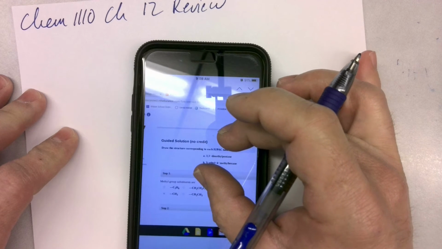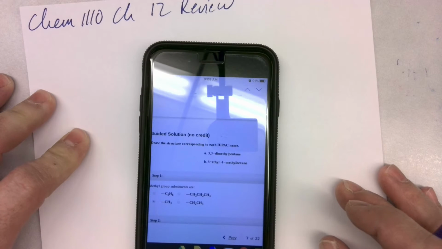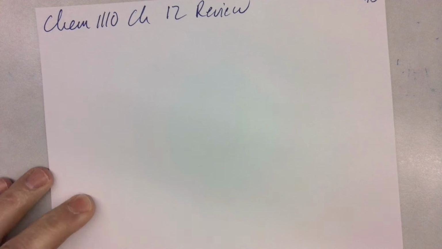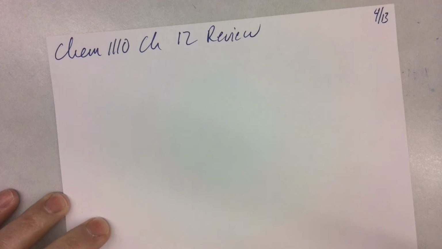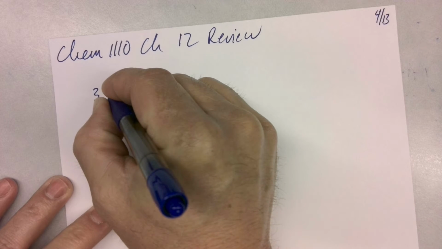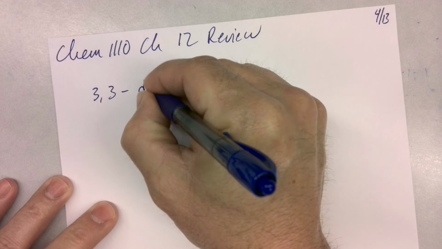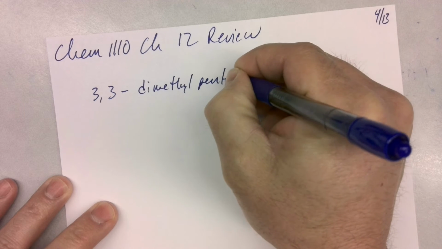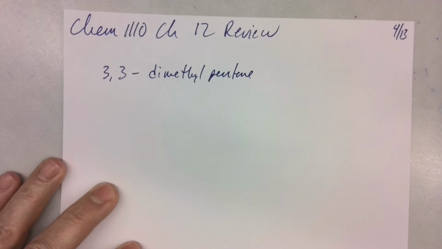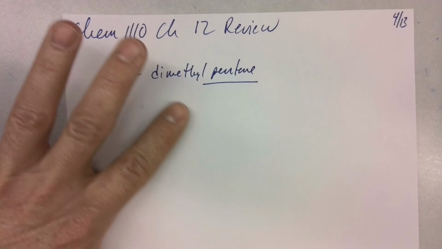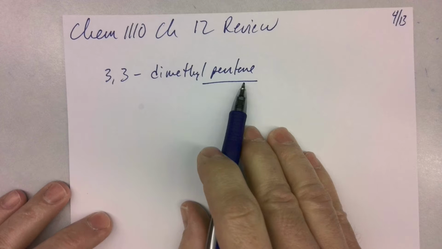So it says, draw the structure corresponding. So this is going backwards. Now there are two of these, I think, on the test. So it wants 3,3-dimethylpentane. So what I do, anytime I'm going to work backwards, I start with my backbone. My backbone is always going to be the last word. So this is going to be a pentane.